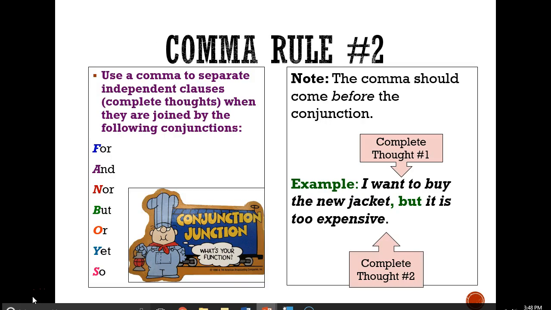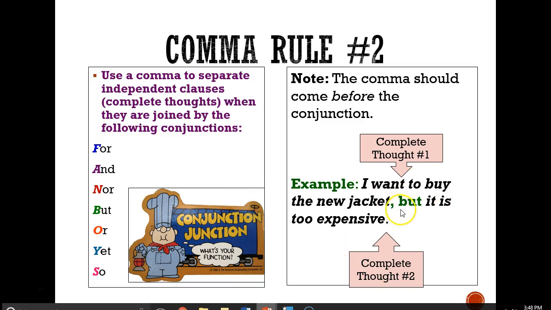Comma rule 2 is going to be some of your favorite commas. It comes back to the conjunctions and using commas to separate 2 or more independent clauses. And remember that an independent clause is a complete thought or a complete sentence. So your conjunctions are for, and, nor, but, or, yet, so, also known as FANBOYS. And just note that the comma should come before the conjunction.